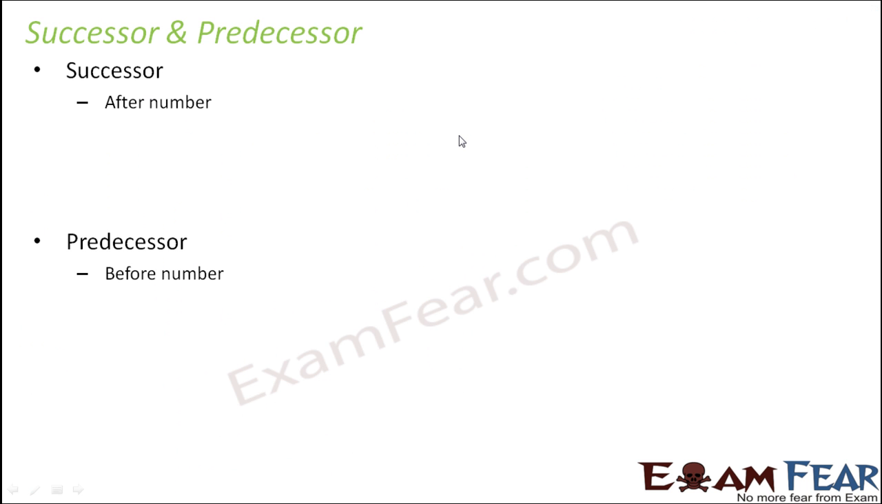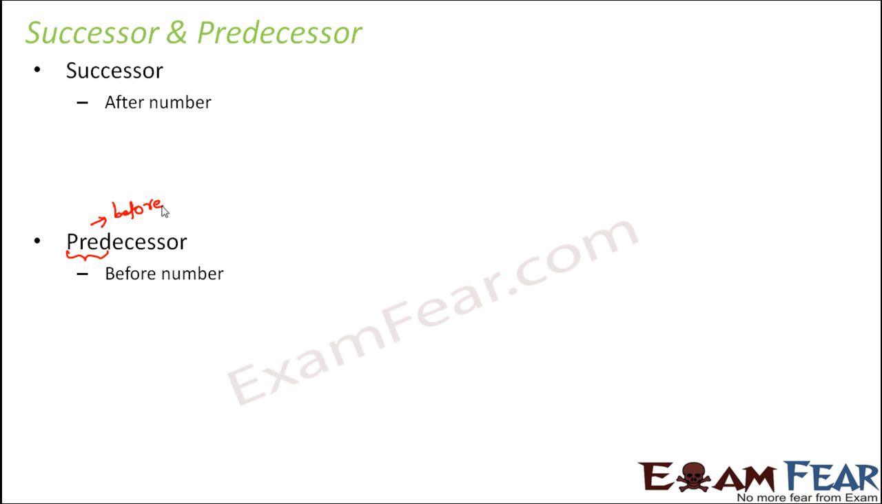Now this concept of before and after is given a mathematical term called successor and predecessor. So successor and predecessor. So the term is successor for after number. That means a number which is present after the given number. Similarly, the term used for before number, that is the number which is present before the specific number, is called predecessor. Now the word pre, what does pre mean? Pre means before.